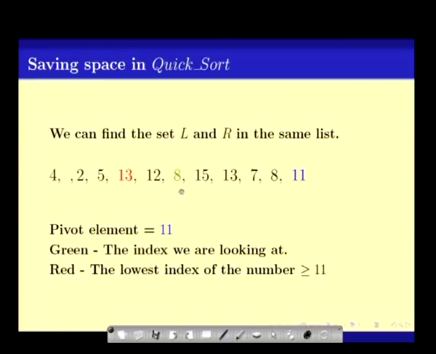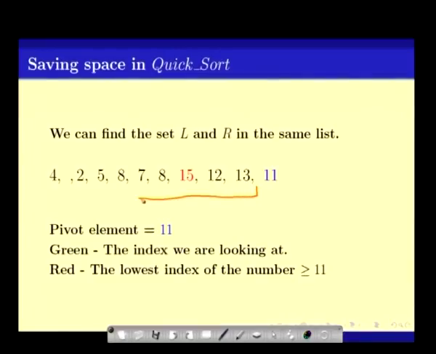So, this has to be swapped. We swap 8 and 13, the red marker moves to 12 and the green marker moves to 15. Now, when we are at 15, we see that 15 is greater than 11, so no need to worry. Let it be. We move the green marker to 13, and similarly we keep on going like this until at some point we come to the stage where the green marker has basically finished its stay.